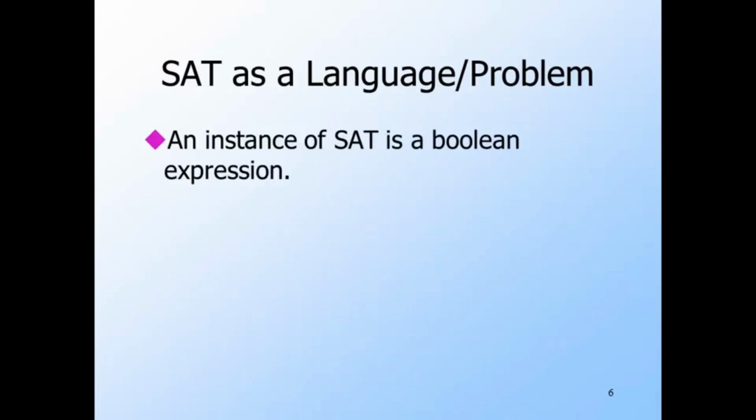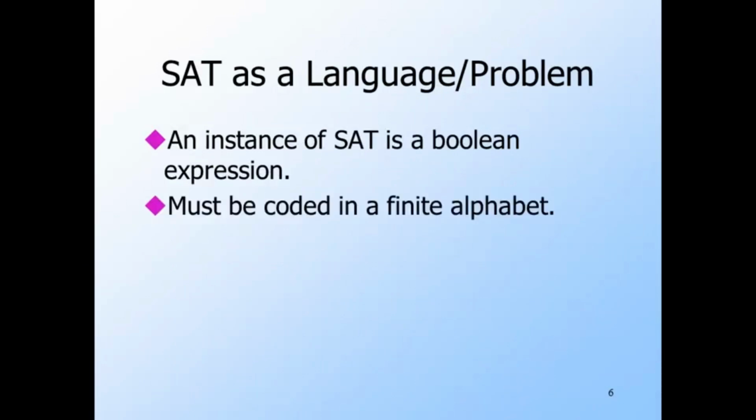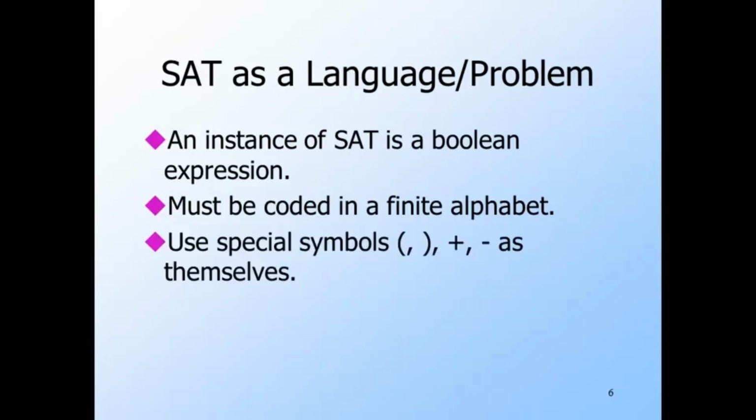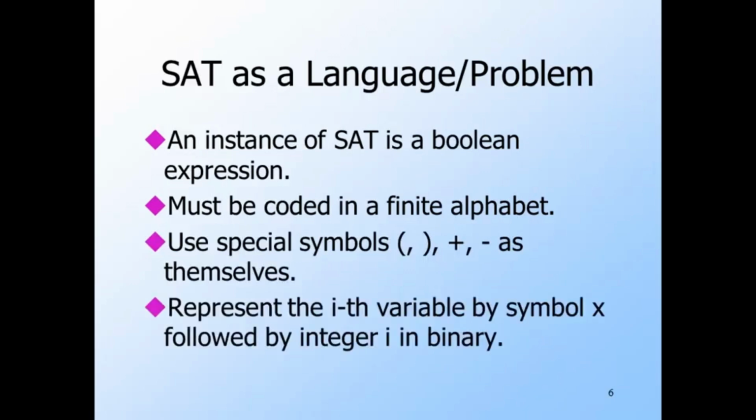First, the instances of the SAT problem are all the Boolean expressions. Since expressions can have any number of variables, we must code expressions in a finite alphabet. The parentheses, the plus and minus, can represent themselves, but we need to have a scheme for representing variables. We'll represent the ith variable by the symbol x followed by i in binary.